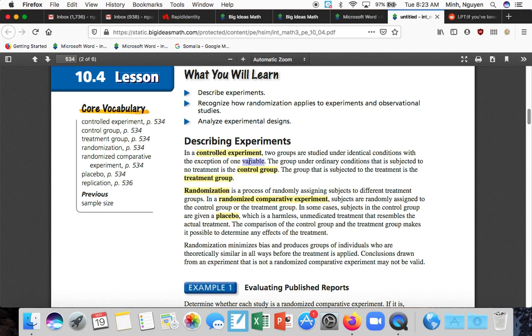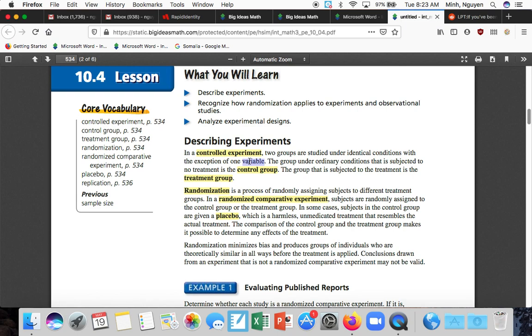The group under ordinary conditions that is subjected to no treatment is the control group. The group that is subjected to the treatment is the treatment group. So when you have a controlled experiment, you have two groups, one that has stuff done on them, which is the treatment group, and then one that's kind of like nothing happens, the control group.